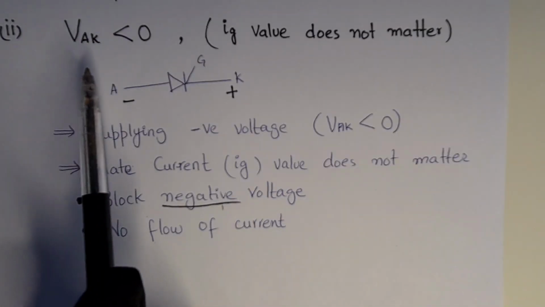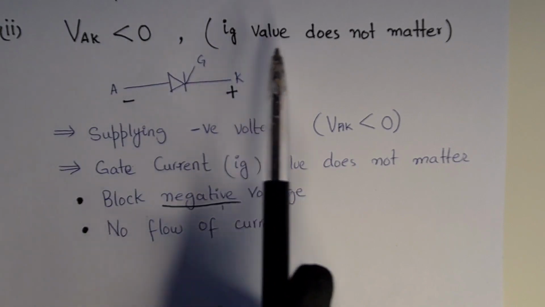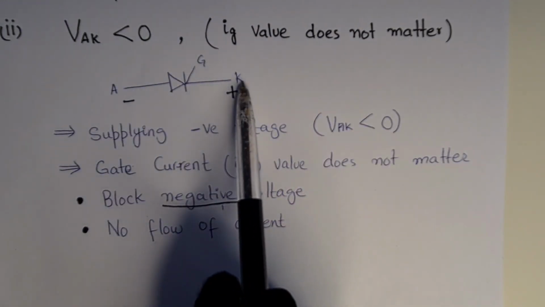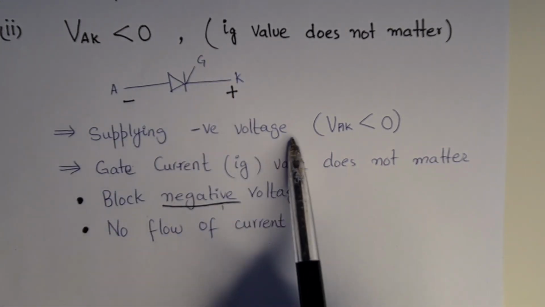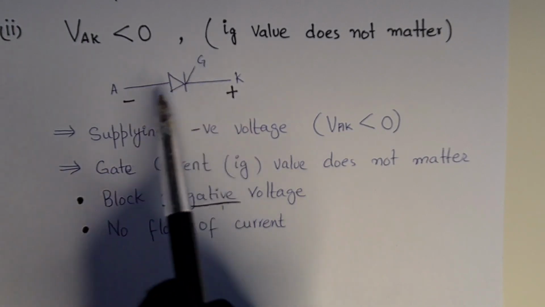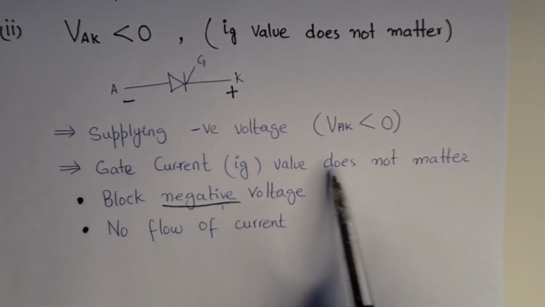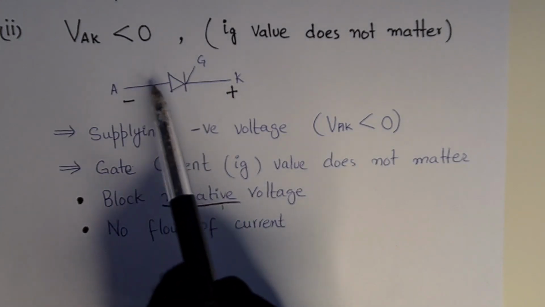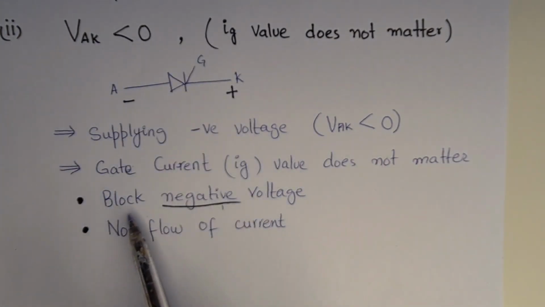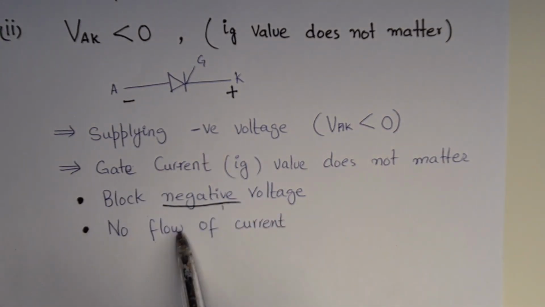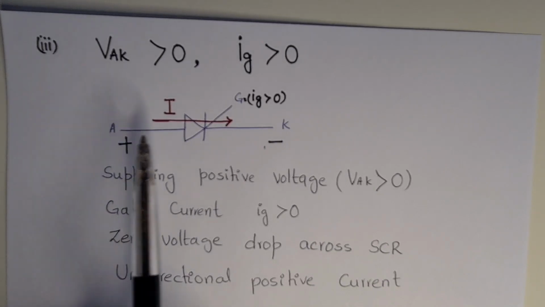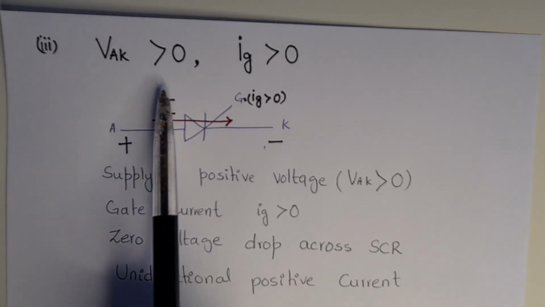When anode to cathode voltage is less than 0, the Ig value doesn't matter. I have applied negative voltage at anode and positive voltage at cathode. Supplying negative voltage, VAK is less than 0. Here this terminal is already in reverse bias condition. The gate current value doesn't matter whether you have applied it or not. This terminal is negative, this terminal is positive. This SCR will not block negative voltage. No flow of current.